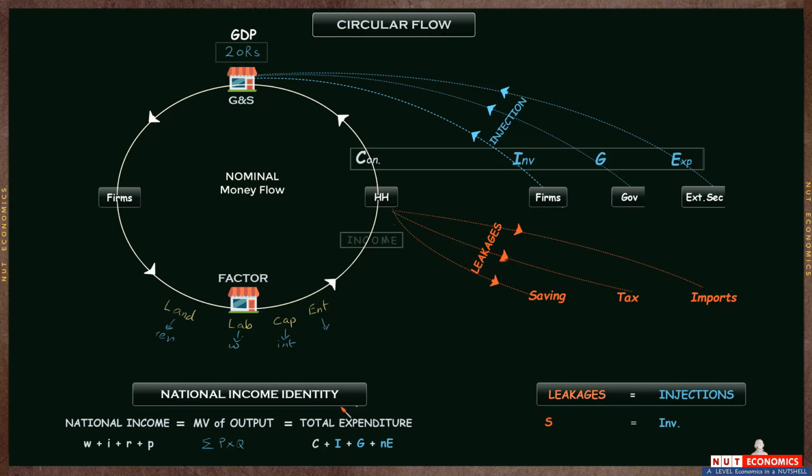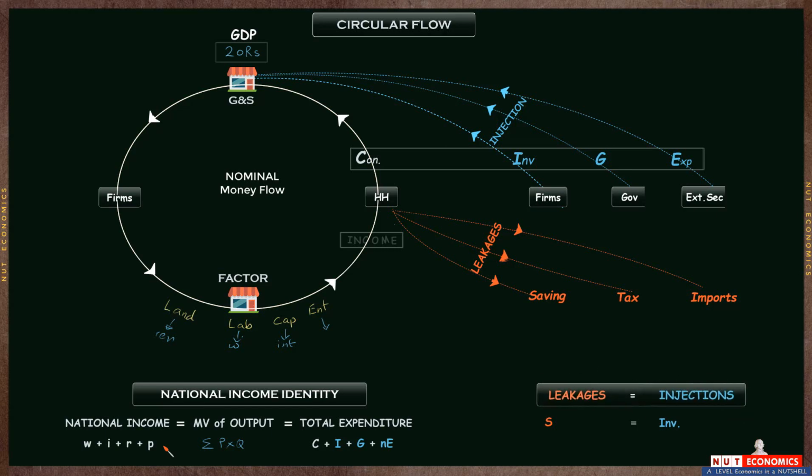And this national income identity is still telling you the same thing, that C plus I plus G plus NX, the total spending, will be equal to the country's market value of total output, and that in turn will be equal to the total national income, which will still be W plus R plus I plus profits. That doesn't change with the addition of these two sectors.